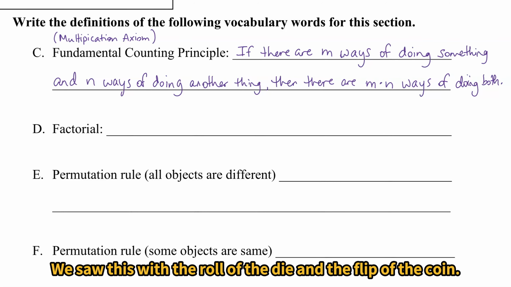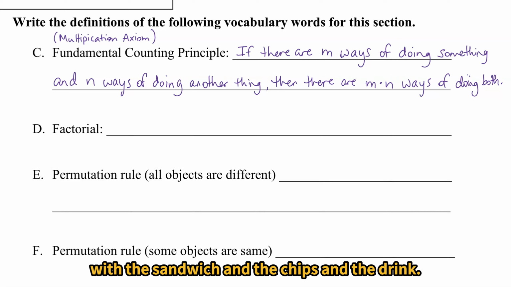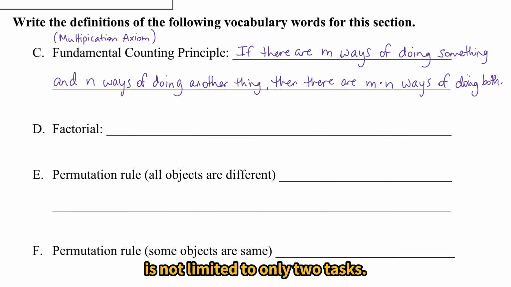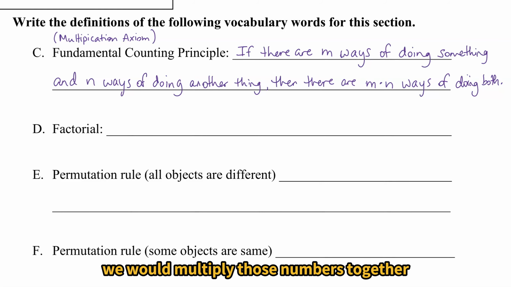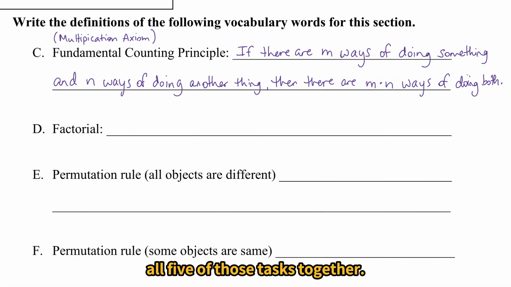We saw this with the roll of the die and the flip of the coin. We see this with the sandwich and the chips and the drink. So the counting principle is not limited to only 2 tasks. We can have multiple tasks, 5 tasks that we're doing together. And if we have different numbers of ways of doing these 5 tasks, we would multiply those numbers together and figure out the total number of ways of doing all 5 of those tasks together.